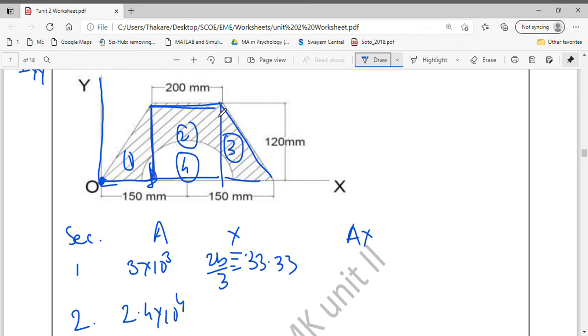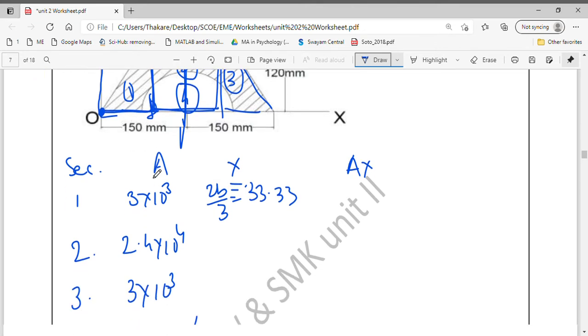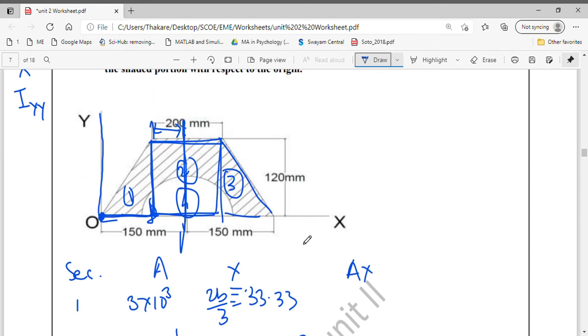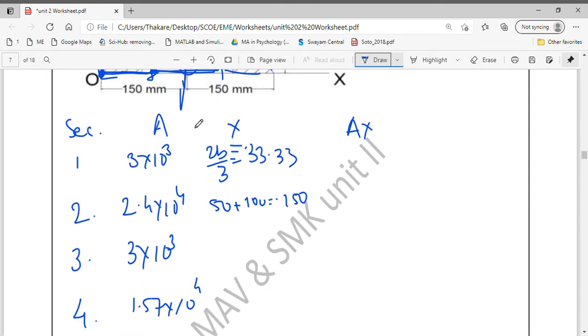Now for this rectangular का vertical centroidal axis will be at 100 plus this 50, so it will be 50 plus 100, so it will be 150. 100 क्यों आया? Because it is b by 2. Your b is 200. 200 by 2 is 100, and then you have 50.